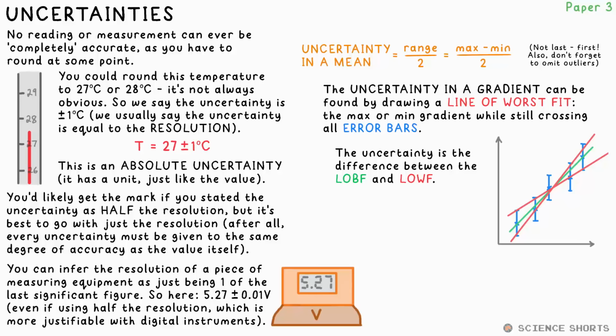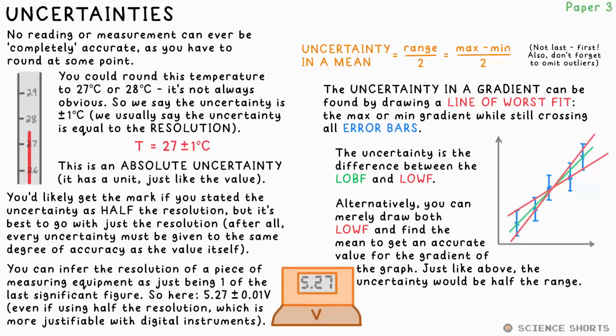We then find the difference between the gradient of the line of worst fit and the line of best fit to find the uncertainty. Alternatively, you could just draw the 2 lines of worst fit and find the mean of the 2 to get the gradient, and the uncertainty will be half their range like any other mean.